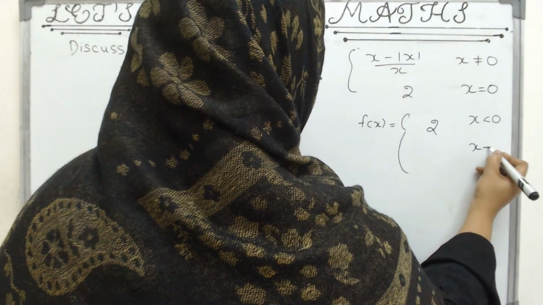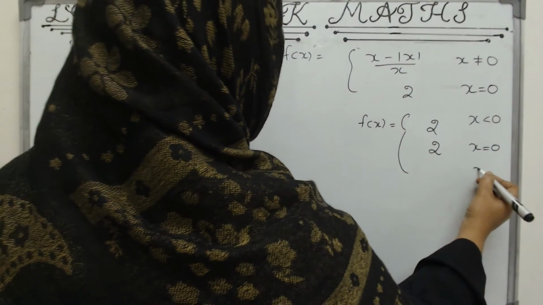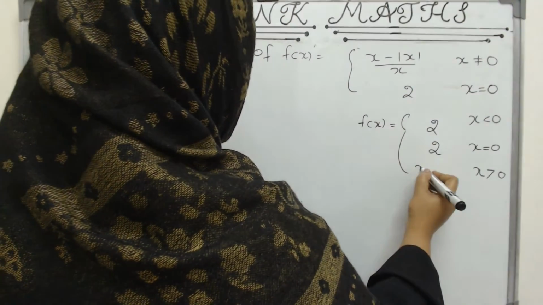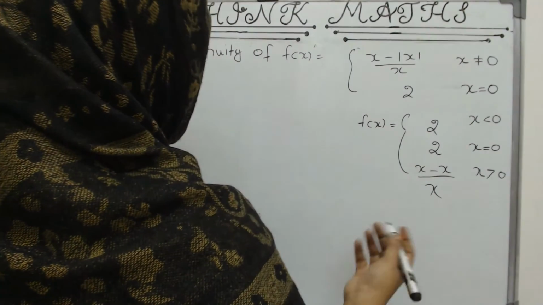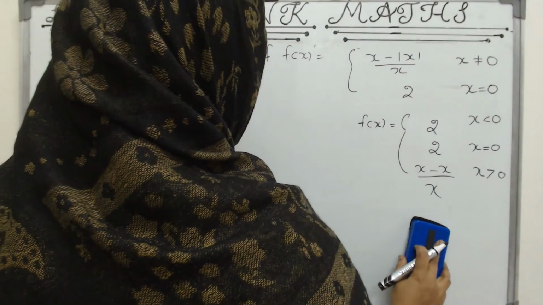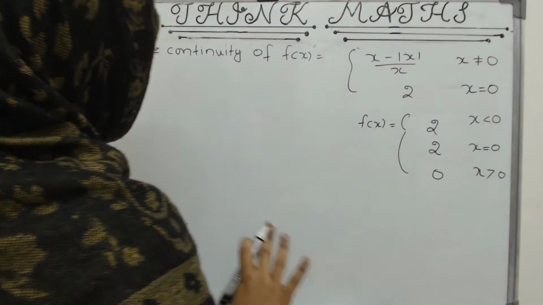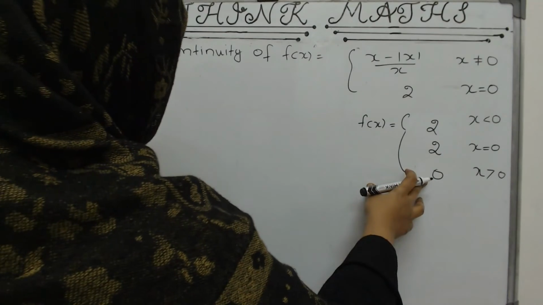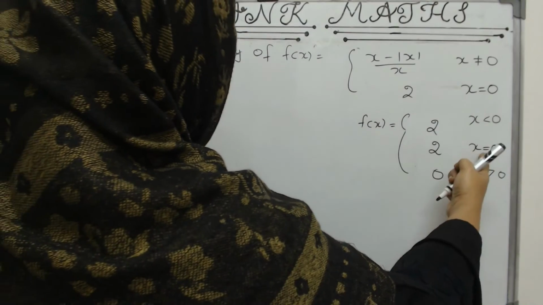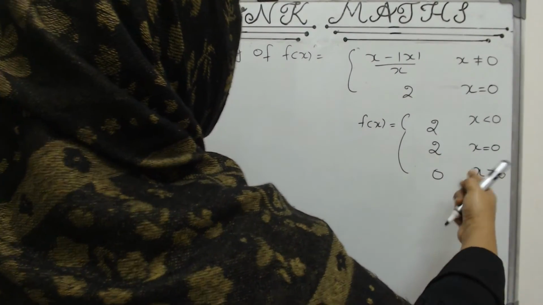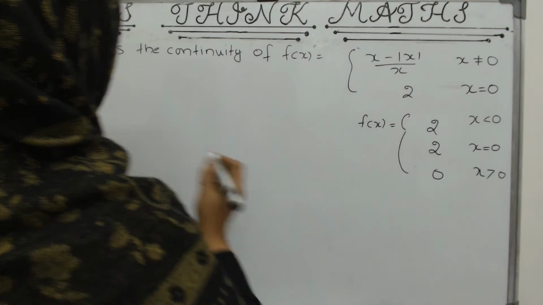And at 0 what happens? At 0 it is 2. What happens when it is greater than 0? If it is greater than 0, then your x will be positive. So x minus x by x, that is 0 by x, that means it is 0. So just one look at it, you know this is not going to work. Why? Because when you come from values less than 0, you have 2. At 0 you have 2. But then for all values greater than 0, you have 0. Which means what? The limit itself does not exist.